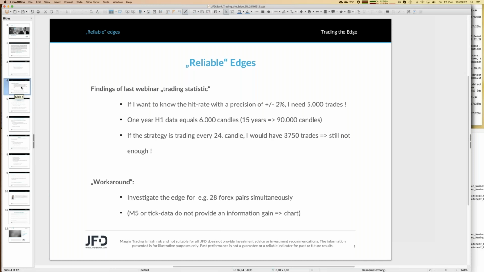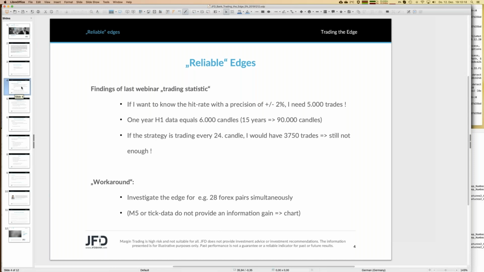But now, those are just candles. Think about any kind of trading strategy, whatever the entry and exit rules are. Let's assume we trade every 24th candle. Since I'm talking about H1, that would be 1 trade a day. Then for the last 15 years we would have 3,750 trades. That sounds like a huge number, but compared to the statistics, if we want to measure our hit rate with plus minus 2%, it is still not enough. That's our dilemma, so to say.